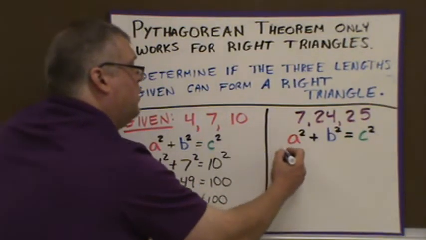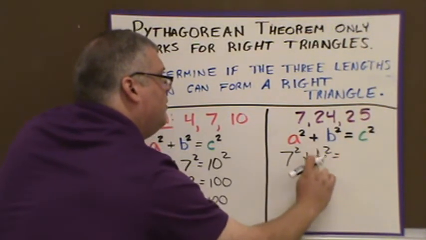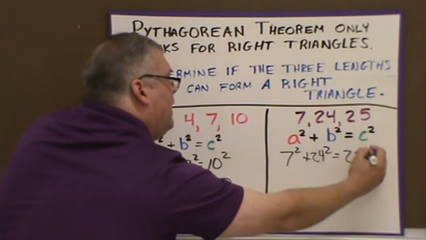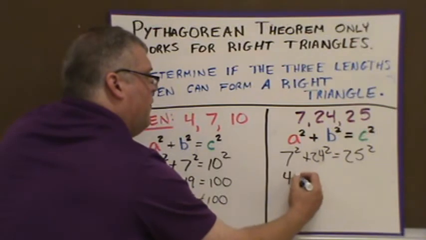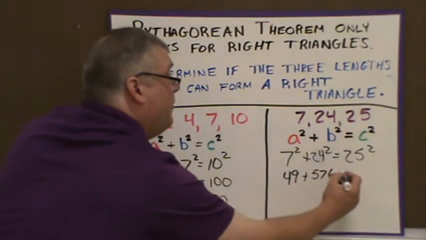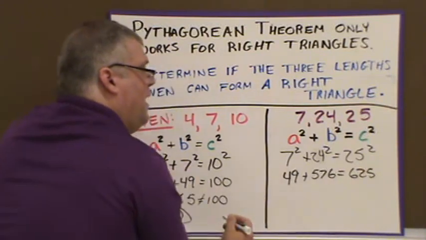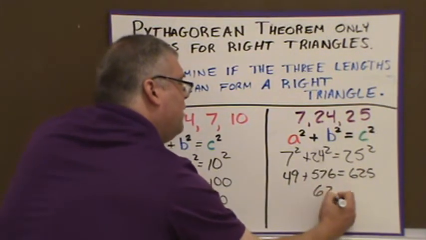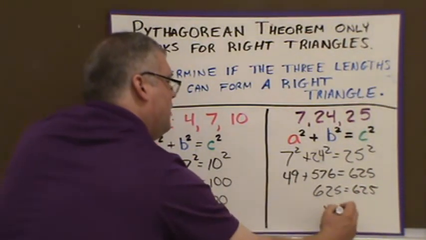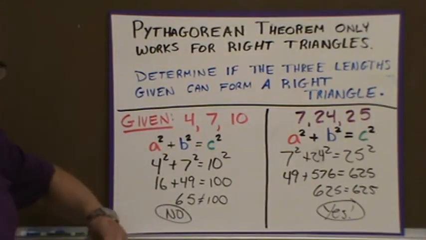Over here, let's see if this one works. We have 7 squared plus 24 squared equals 25 squared. So we have 49 plus 576. You can use a calculator for that. And 25 squared is 625. Add these two together, you get 625 is equal to 625. And yes, they are equal, so yes, these three can form a right triangle.